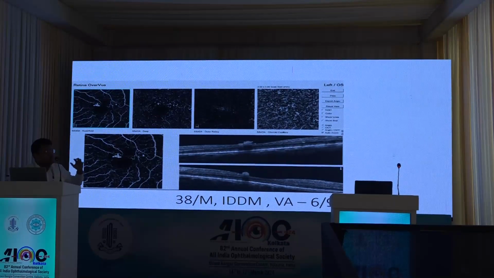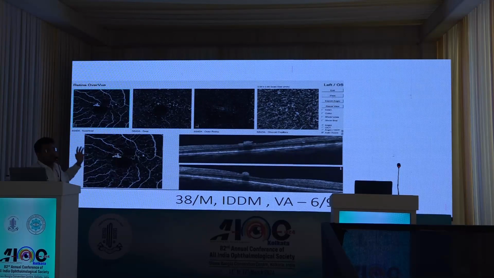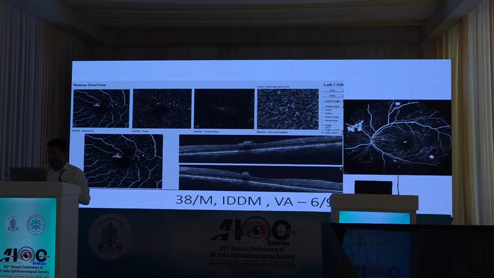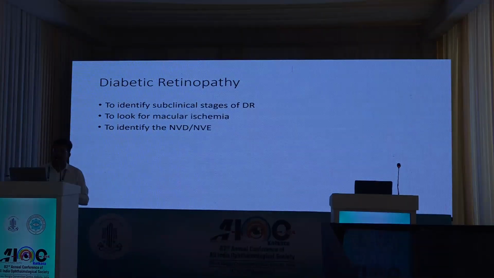Now let's look at another reason why OCT angiography would be useful in a non-invasive way: to identify those abnormal new vessels which are sprouting out towards the vitreous side. So overall, OCT angiography in diabetic retinopathy is used to identify the subclinical stages of DR, to identify macular ischemia and account for the poor visual acuity improvement, and also to identify new vessels at the disc and elsewhere.